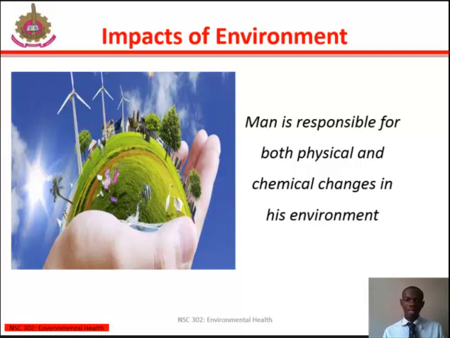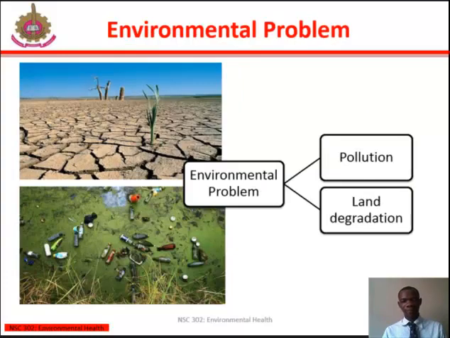So the following are human activities on the environment. Number one, destructive logging of forest. Number two, overgrazing and overcropping of arable lands. And lastly, mining.